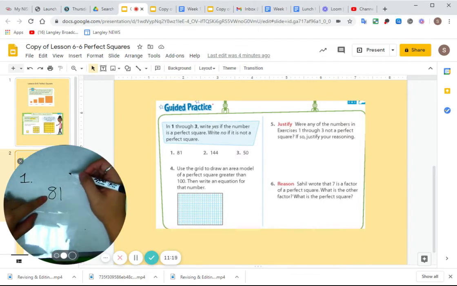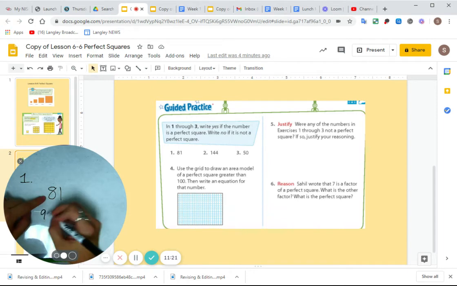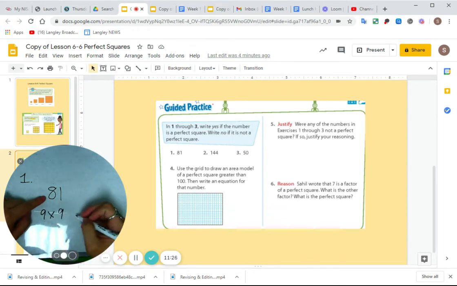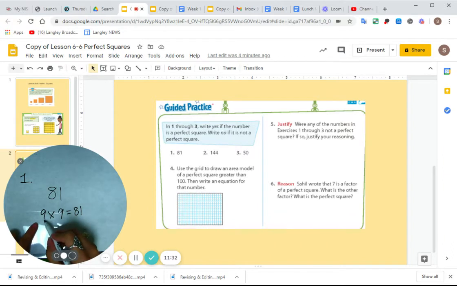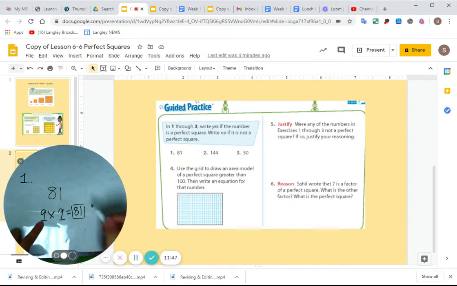Well, I know my math facts, and I know that we get 81 if we multiply 9 times 9. 9 times 9 equals 81. So I have a factor times itself. Are these two factors the same number? Yes, they are. So that means they are a perfect square. Because these two factors are the same, that means this number 81 is a perfect square.